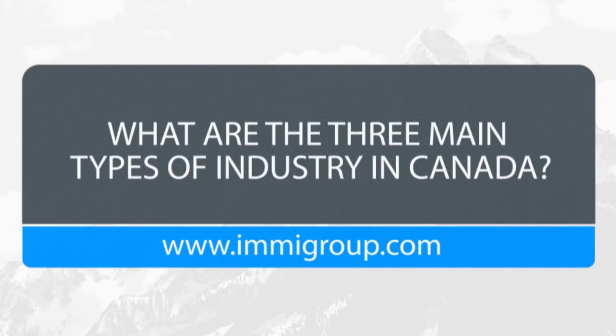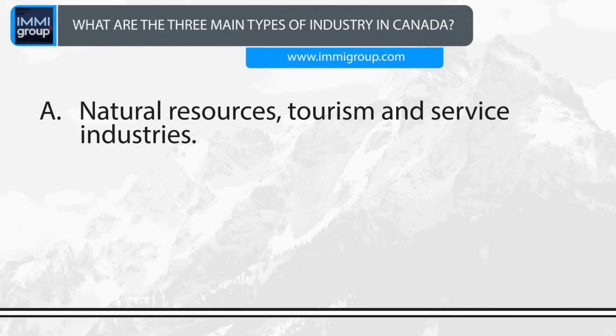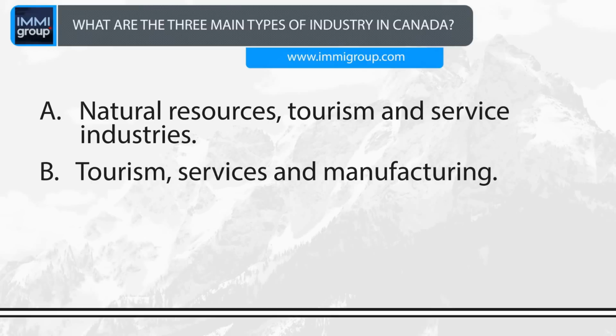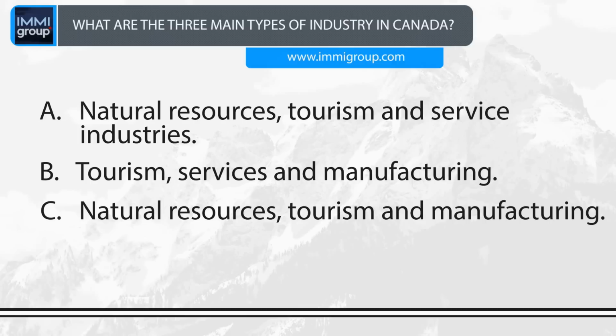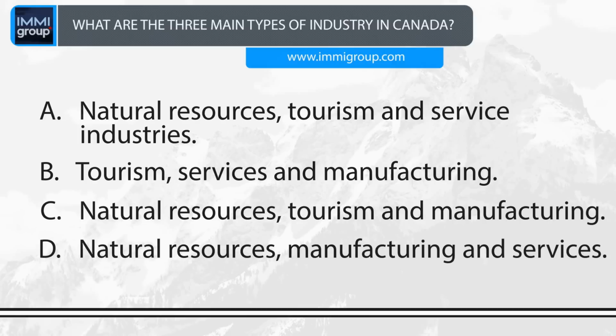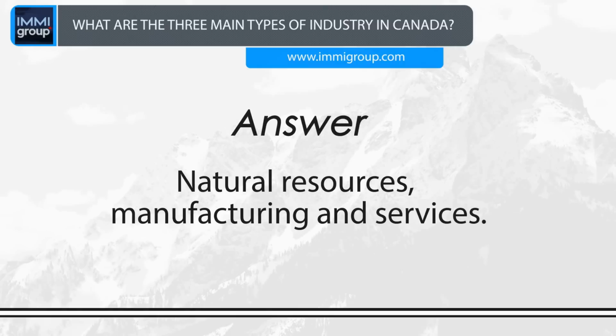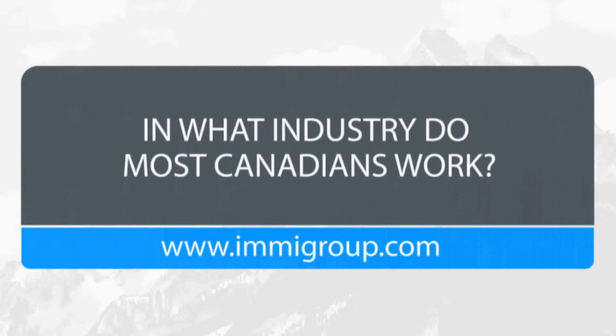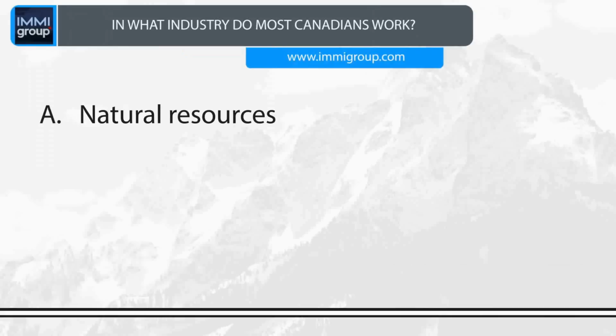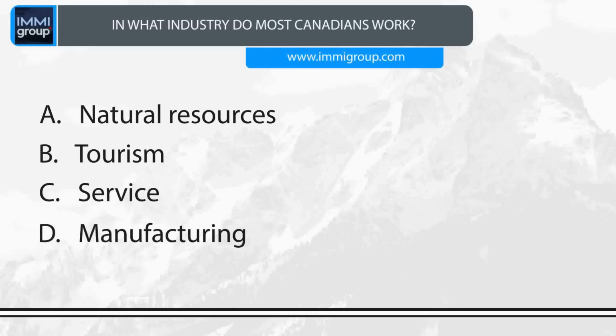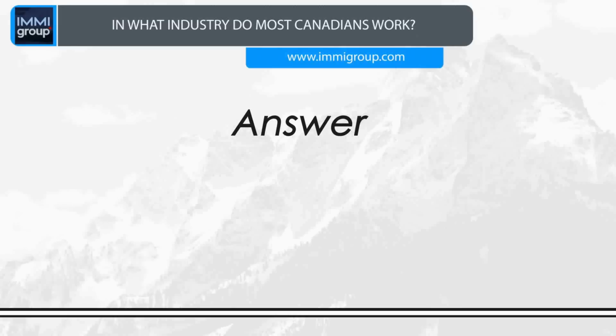What are the three main types of industry in Canada? A. Natural resources, tourism, and service industries. B. Tourism, services, and manufacturing. C. Natural resources, tourism, and manufacturing. D. Natural resources, manufacturing, and services. Answer: Natural resources, manufacturing, and services. In what industry do most Canadians work? A. Natural resources. B. Tourism. C. Service. D. Manufacturing. Answer: Service.